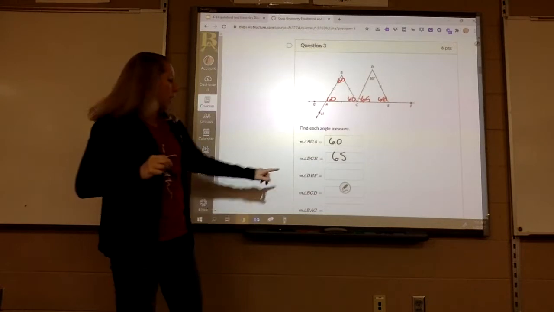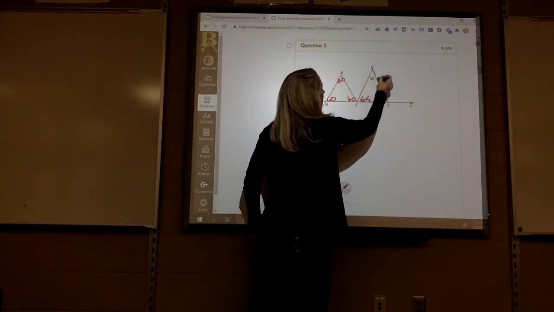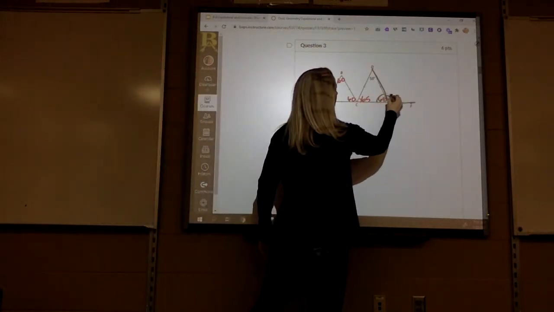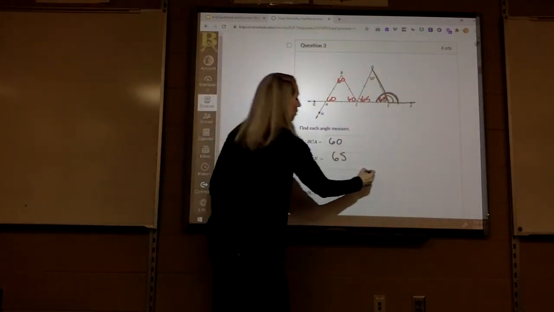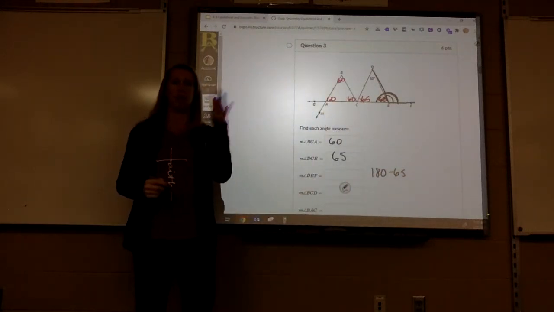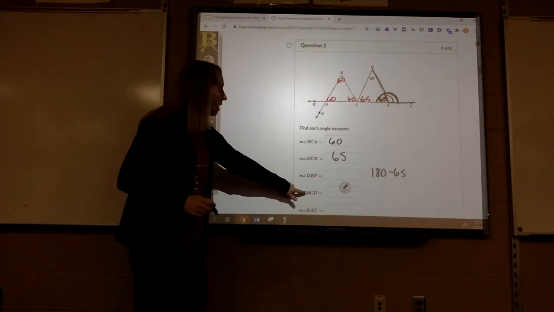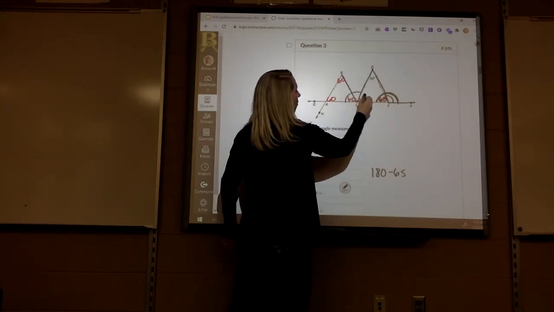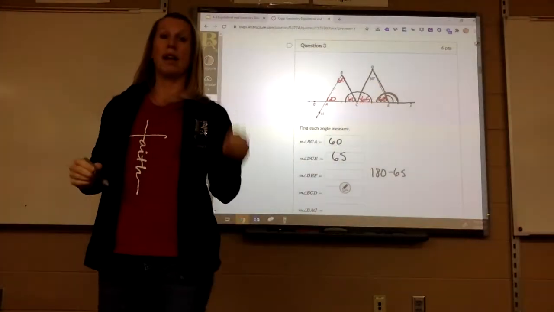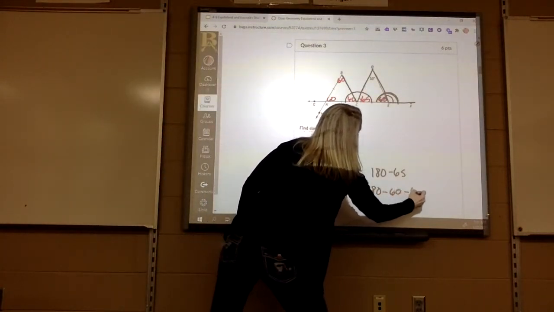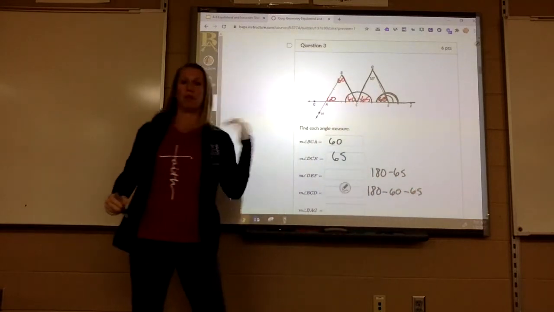So now you're going to look at some other angles. So DEF is this angle out here. And what do you know about these 2 angles? Well, they are a linear pair, so you would have to do 180 minus 65, and that's going to give you DEF. And I'm going to let you do that. BCD is this angle right here. So all 3 of those angles have to add to 180, so you're going to have to do 180 minus 60 and minus 65. So minus both of those to get that angle.